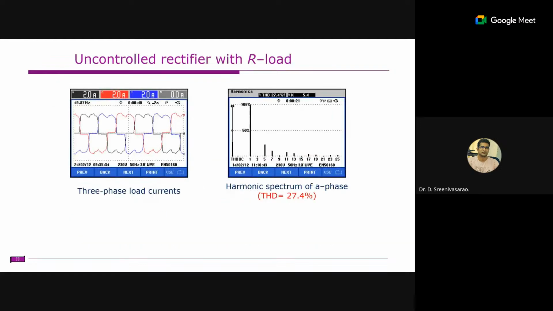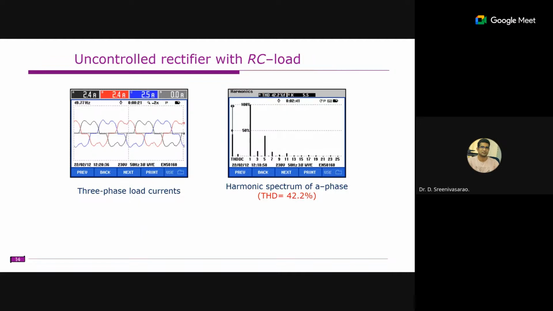So first thing, if you see that uncontrolled rectifier with R load, this is the waveform that is obtained on the three-phase input side, and its corresponding THD is somewhere around 27.4%. Right. So this is with R load. This is with RL load. The load current is constant, so that's why we have a straight line here, and the THD is around 28.7%. This is usually a motor kind of load if you are connecting a DC motor on the other side.